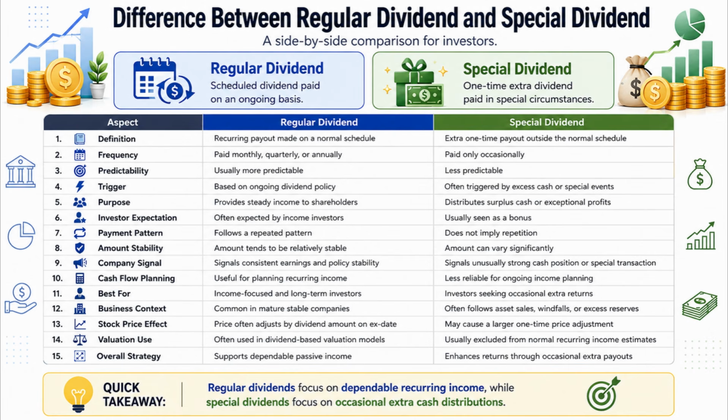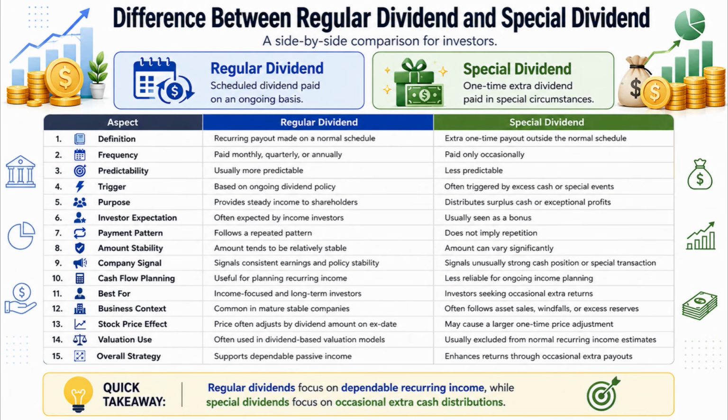Number 13. Regular dividend often causes the stock price to adjust by the dividend amount on the ex-dividend date, whereas special dividend may cause a larger one-time price adjustment. Number 14. Regular dividend is often used in dividend-based valuation models, whereas special dividend is usually excluded from normal recurring income estimates. Number 15. Regular dividend supports dependable passive income, whereas special dividend enhances returns through occasional extra payouts.